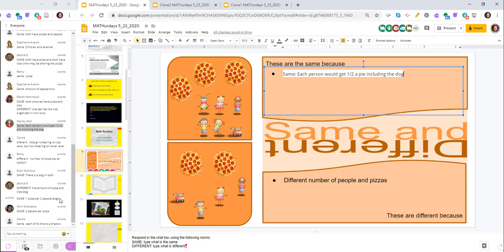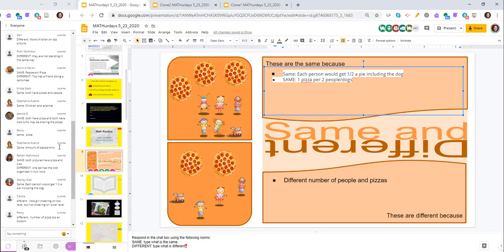Jessica, can you tell us a little bit about 1 pizza per 2 people or dogs? Sure. So I noticed that if you're sharing the pizza, whether you're in the top picture or the bottom picture, you would be able to equally share the pizza by giving one pizza to two different people or dogs. So they're the same in that way, that the sharing would look the same at the end.